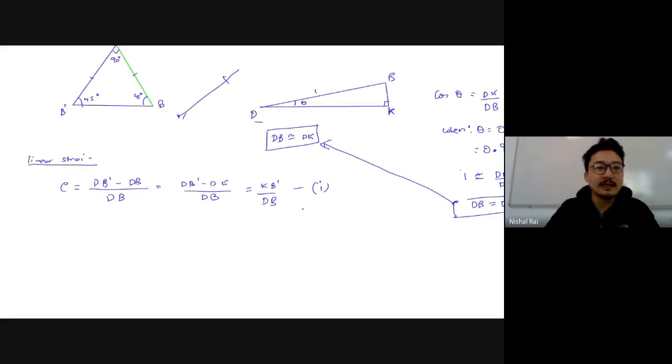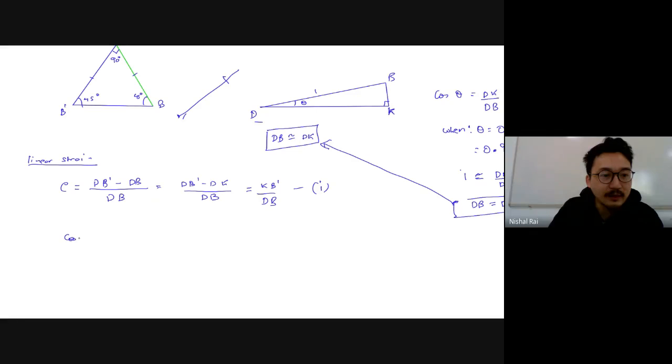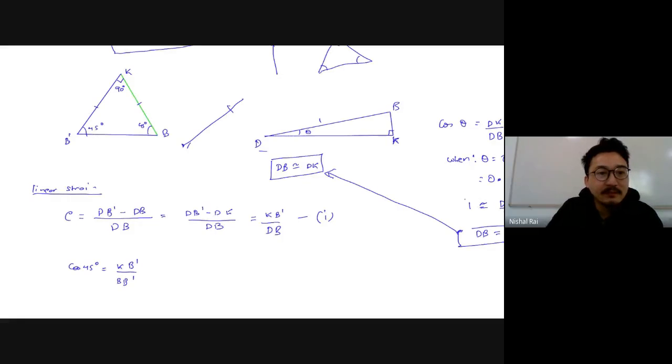And we'll use the second assumption. This angle, can you see how much it is? If we take cos 45, then what will you get? Cos 45 degree is basically KB prime divided by BB prime. Actually, the diagram should be something like this, so it will be easier for you all.